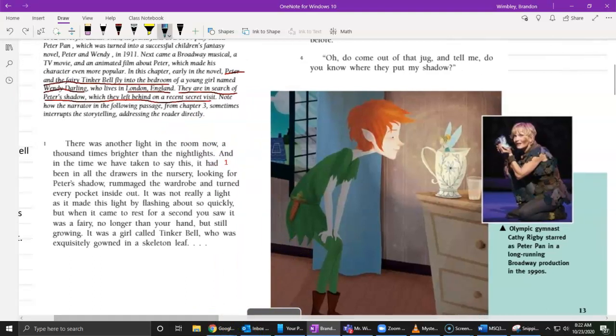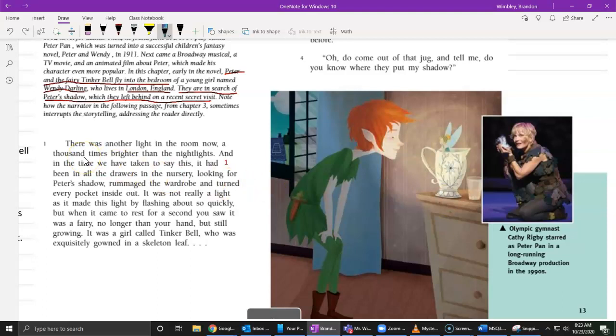So remember, I'm looking for character traits of Tinkerbell and Peter. The prompt tells me to focus on these 6 paragraphs to compare and contrast the characters Tinkerbell and Peter. This means that I need to describe things that are alike and different about these two characters. So I'm going to look for and underline details in the text that give me insight into their personalities.